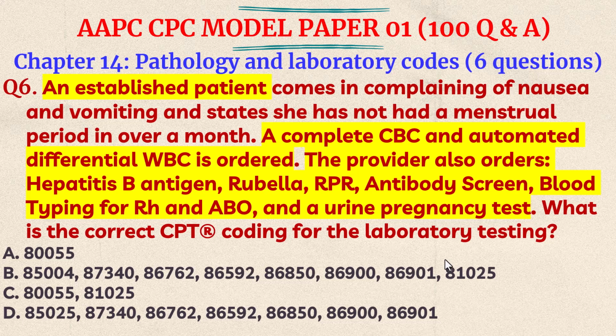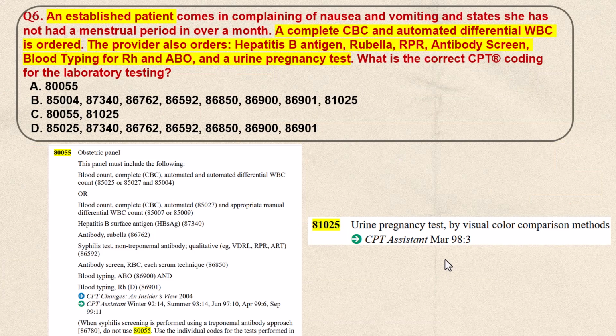So directly go to the code. So once you go to the code, you can see 80,055, that is obstetric panel. So this panel must include the following. So here blood count, complete CBC, automated and differential WBC. So that is the first test we have done. And the hepatitis B surface antigen, you can see hepatitis B surface antigen here, and the antibody for rubella, that is here. Then syphilis test, that is RPR, so that is also mentioned here, and antibody screening, that's also here.